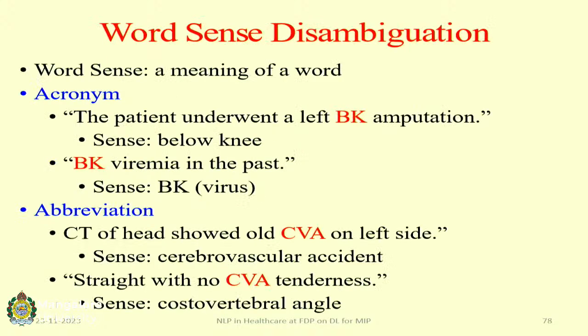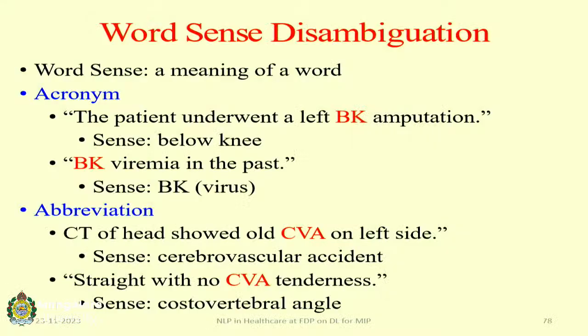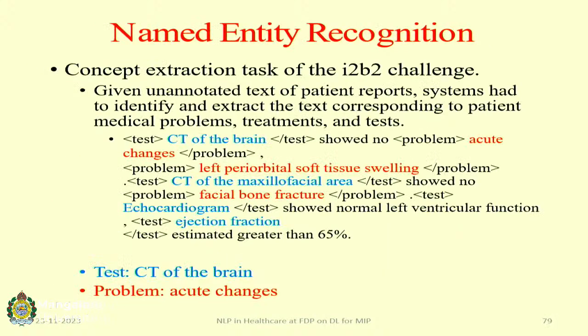Word sense disambiguation. Why word sense disambiguation? See here, what is BK here? Below knee. What is BK? BK is a virus, right? The patient underwent a left BK amputation. BK viremia is the past. So abbreviation is a big headache in medical data or clinical data, right? CVA. What is CVA? We do not understand what CVA is, right? Not only this. Okay, I have another slide I'll show.